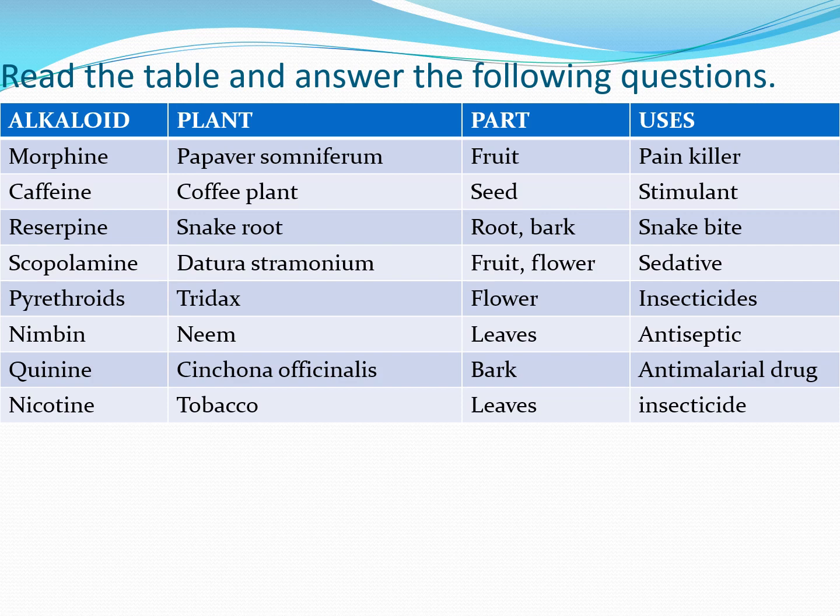Next, quinine is obtained from Cinchona officinalis. From the bark of this particular plant, we can obtain quinine, which is an anti-malarial drug. Next, nicotine is obtained from the leaves of the tobacco plant, which is also used as an insecticide. So let us solve the questions.